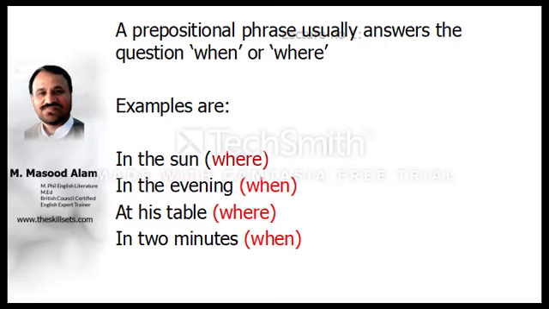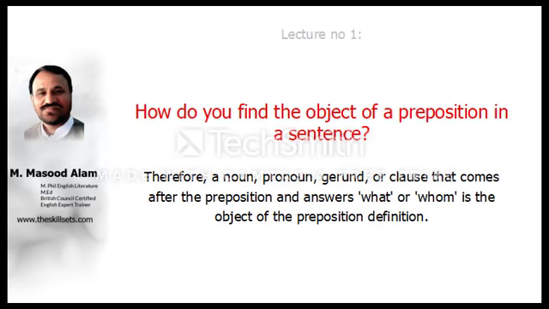I think, dear students, you are going to understand what a prepositional phrase is. Now I take you towards further explanation of the prepositional phrase. How do you find the object of a preposition in a sentence? The preposition comes before the object of the preposition. How can we find the object of a preposition? Here I'm going to give you examples. A noun, pronoun, gerund or clause that comes after the preposition and answers what or whom is the object of the preposition. That is the definition.